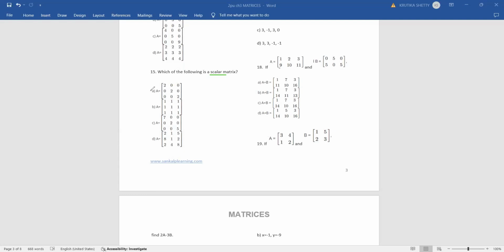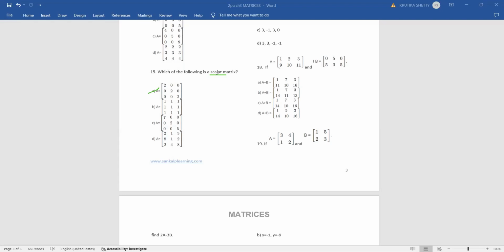In option A you can see all the diagonal elements are 2, 2 and 2. So option A will be the right option. And what about option C? In option C also the non-diagonal elements are 0 and diagonal elements are non-zero, but they are not equal.